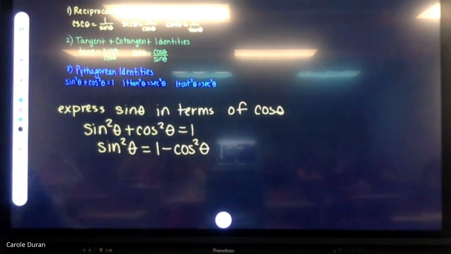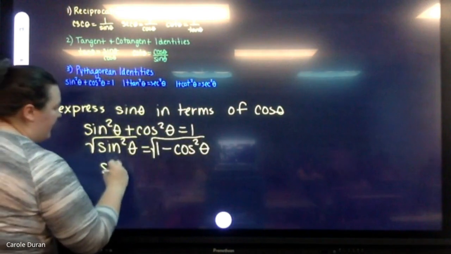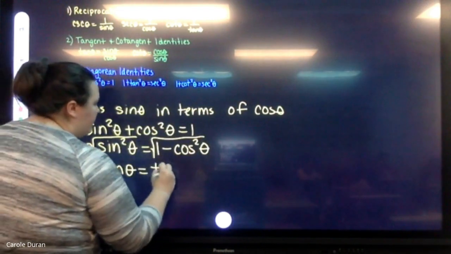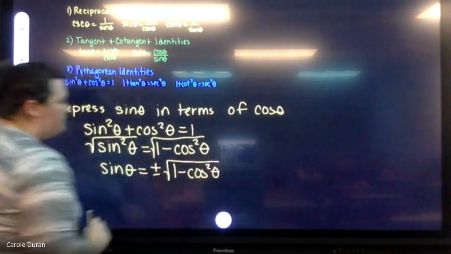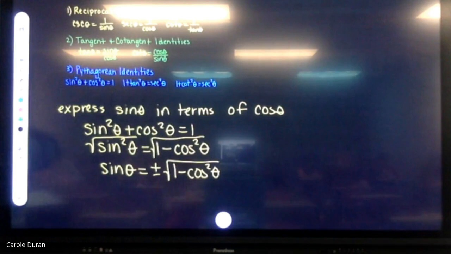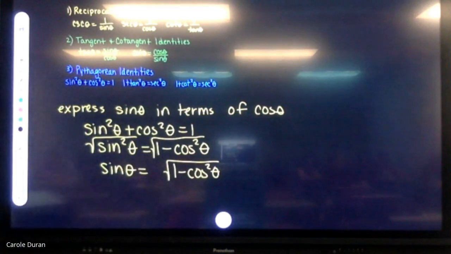My goal here was to express sine in terms of cosine, which means I want a singular sine on that left-hand side. So what am I going to have to do next? Square root both sides. So when I do, I'm left with sine of theta is equal to the positive and negative square root of 1 minus cosine squared theta. We are only using the positive, correct? So sine of theta is equal to the positive square root of 1 minus cosine squared theta.